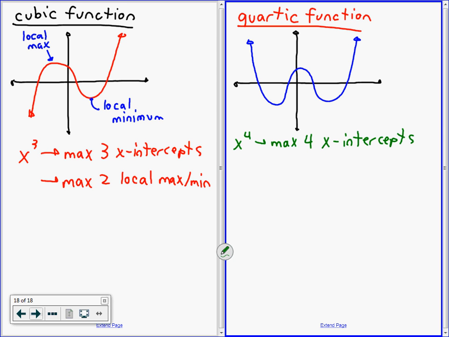Could you have 1? Yeah, I guess you could. You could have 1 if it went something like this. So it doesn't have to be balanced. That would count as 1 x-intercept, right? Yep. You could also have 0 x-intercepts on this one.